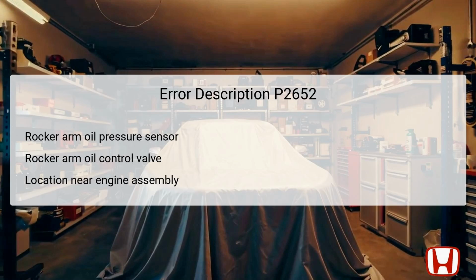DTC P2652 indicates that the rocker arm oil pressure sensor, which is responsible for monitoring oil pressure for the rocker arms, is reporting a persistent high output signal even when the rocker arm oil control solenoid is inactive. The PCM relies on this information to adjust timing and overall engine performance efficiently.